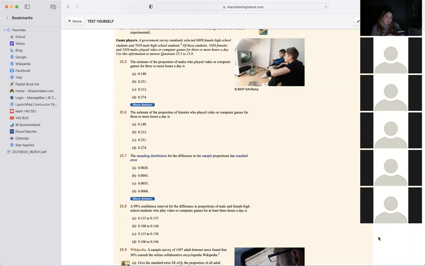And that is then equal to Z star times the standard error. What's Z star in this case? Z star. 2.576. So if you take your margin of error and you divide by 2.576, you get the standard error.